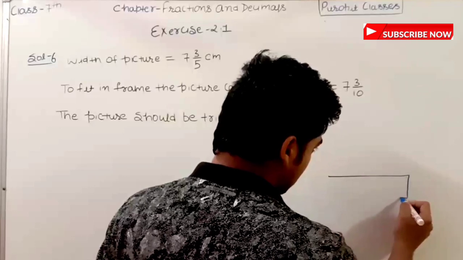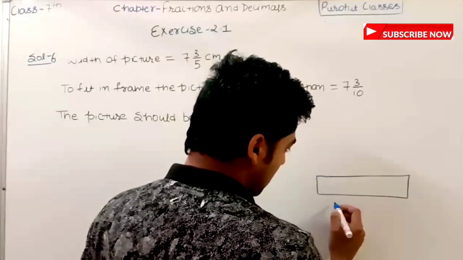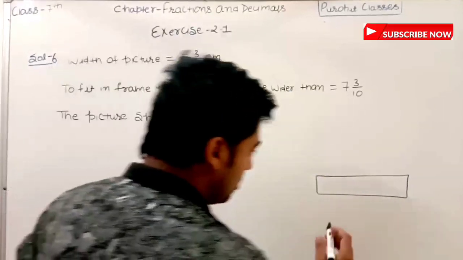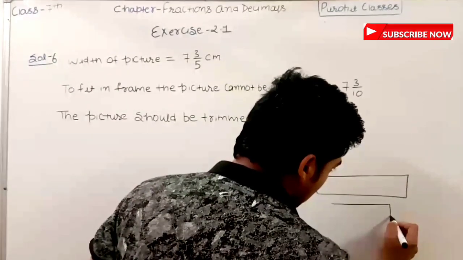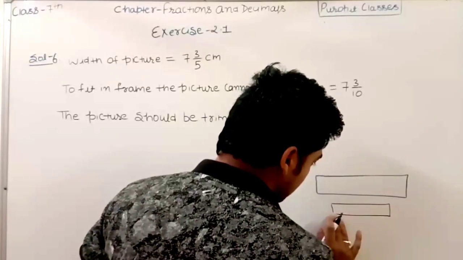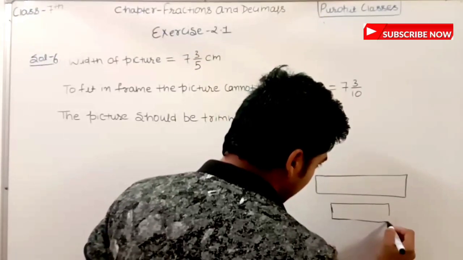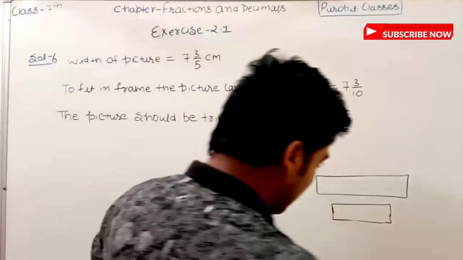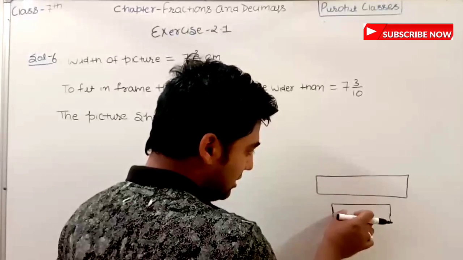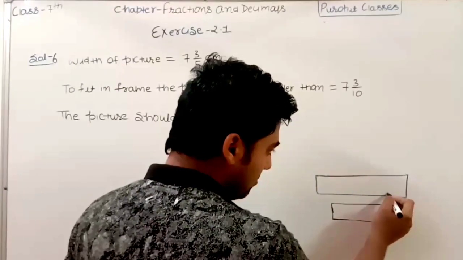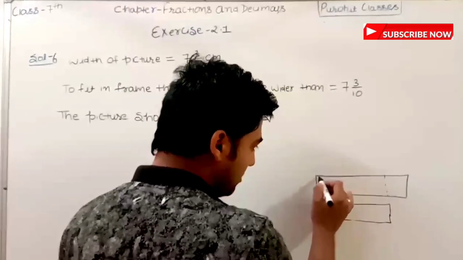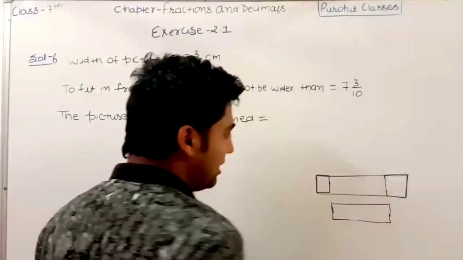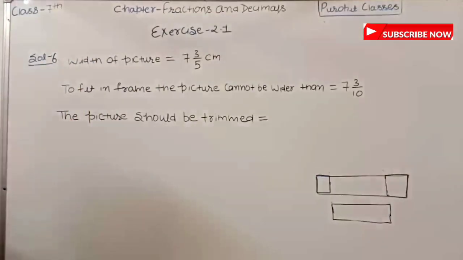Suppose this is a picture, and as we know that we will have to trim the picture, so the frame should be less wide than the picture. Getting or not? We are talking about only width. So if someone asks me that if you want to put this picture in this frame, how much you will have to trim, what I will do is take the measurement. It means this part I will have to trim. Getting or not? And how will we find this?